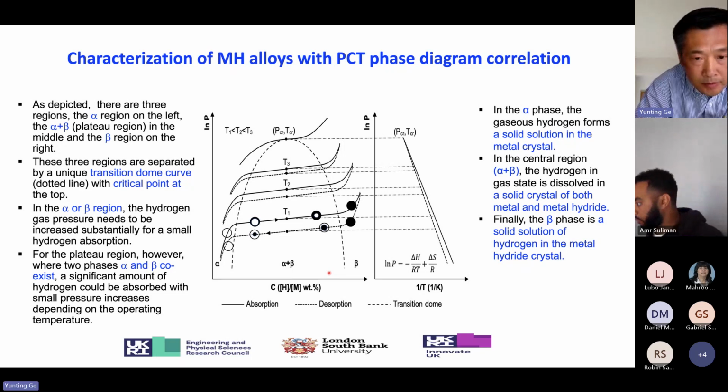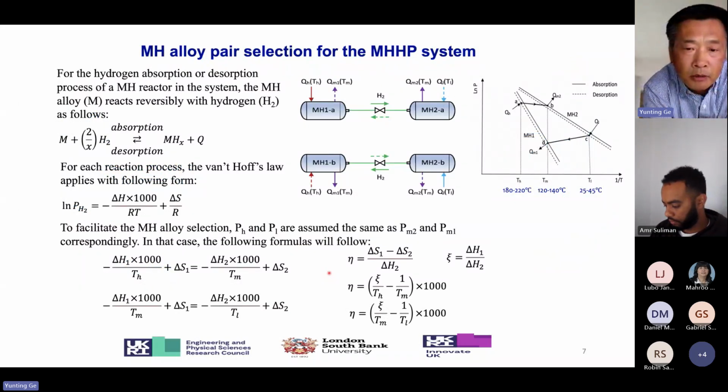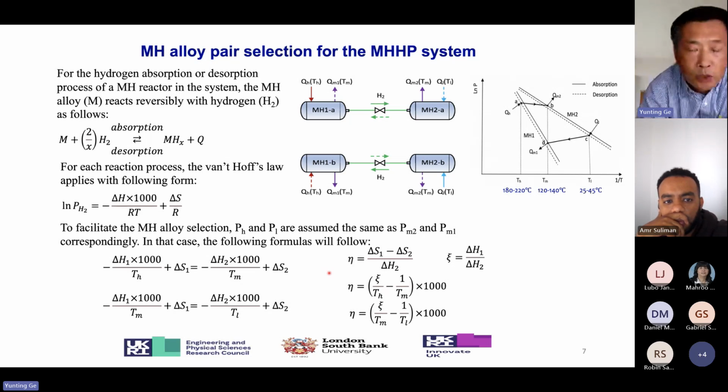I think this is an important step for the application of the metal hydride heat pump. We need to identify the metal hydride alloy so that it can be utilized in the metal hydride heat pump system and operate at the designed operating conditions. So how do we do that? We utilize some basic functions in the system. This is the system layout, and this is the cycle for this metal hydride heat pump.